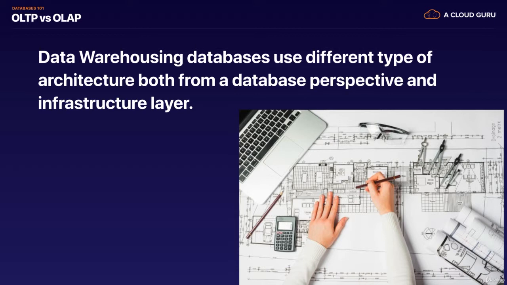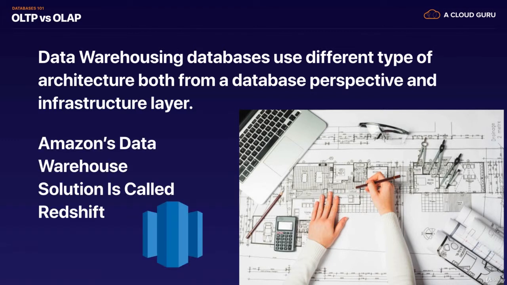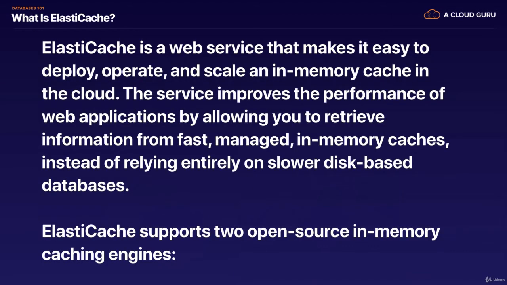And you really want to start splitting out a database that you're going to be using for just normal transactions for your website. And you want a different database for ones that you're going to run queries on, where it's online analytics processing, where you're running all these very complicated queries. So data warehousing databases use different types of architecture, both from a database perspective and from an infrastructure layer. And so Amazon have a specific product for this called Redshift. So Redshift is Amazon's data warehousing solution. It's Amazon's answer to doing online analytics processing.